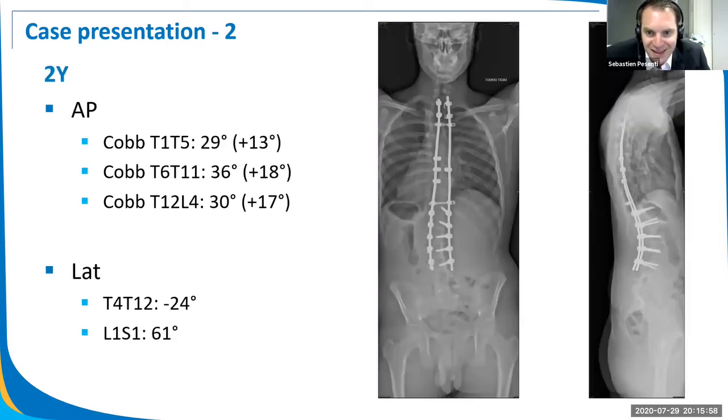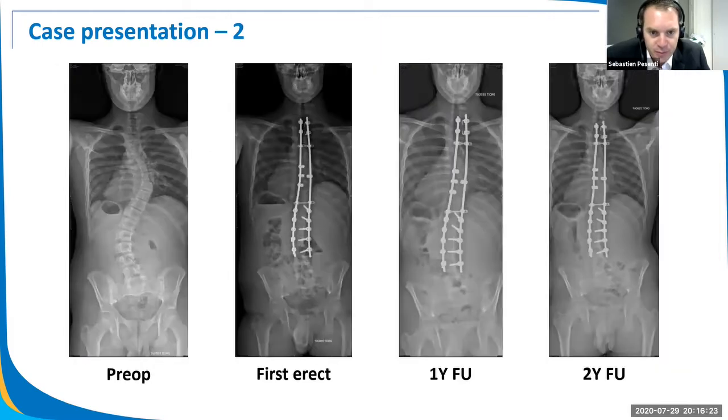But things are getting a little bit worse. At 2-year follow-up, you can see that we had a very bad maintenance of the correction, with an increase of the thoracic curve by 18 degrees and an increase of the lumbar curve by 17 degrees, with maintenance of the sagittal profile restoration. So here you can see the evolution.